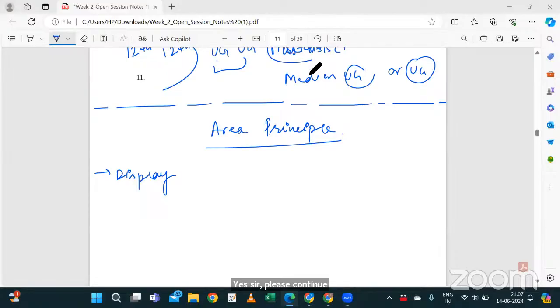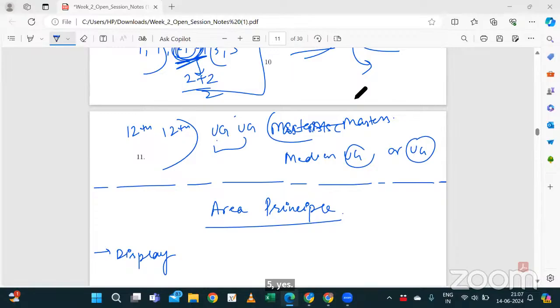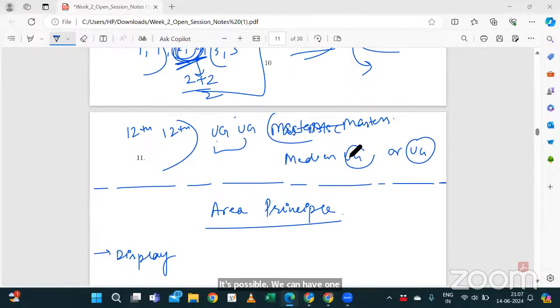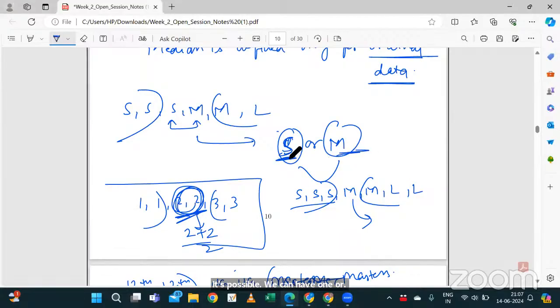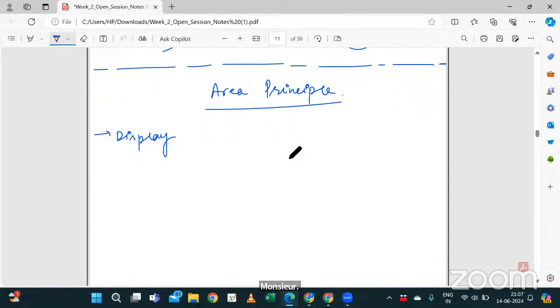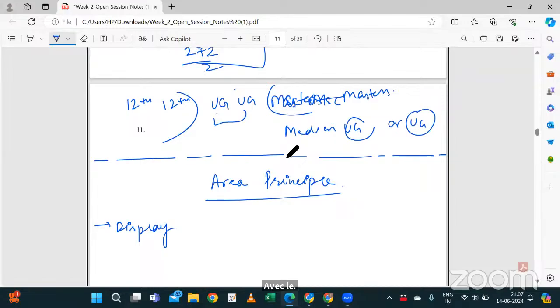Sir, I have a doubt. Is this median one or two? No, it's possible. We can say the median will be either S or M. You can't say both are the median, but you can say either S or M. Suppose there are 4 options, then if S is there you can select S, or if M is there you can select M, but we cannot select both. In the UG example you gave, only UG will be the median, because there is only one thing, right?